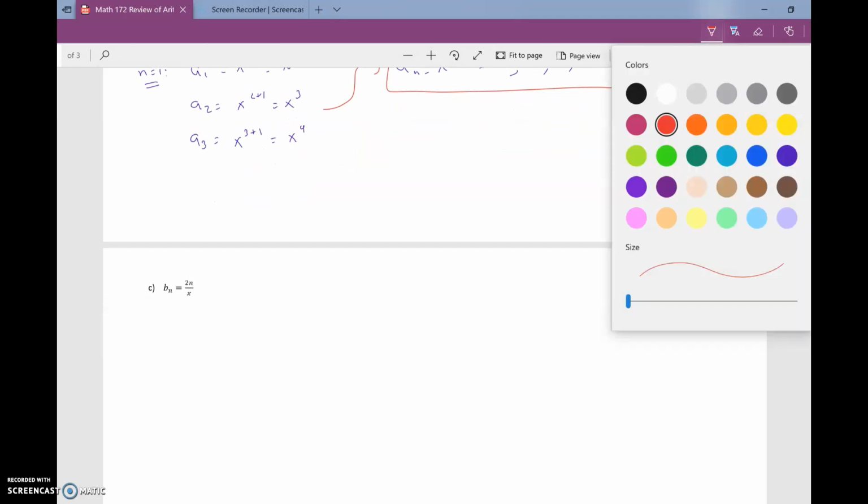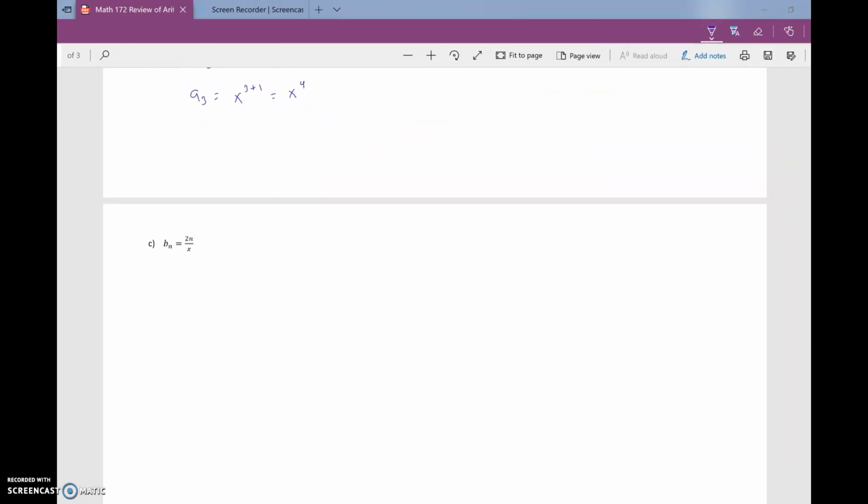Let's take a look at C, and same idea, they want us to expand. So n is equal to 1. We're looking at b sub 1 is equal to 2 times 1 over x, or 2 over x. B sub 2 is going to be 2 times 2 over x, or 4 over x. And b sub 3, it's going to be 2 times 3 over x, or 6 over x.